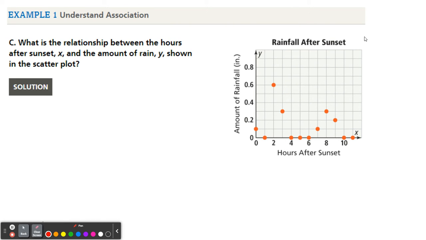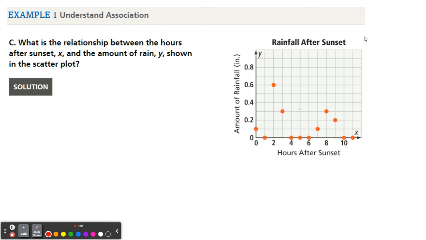All right, last but not least, number C. What is the relationship between the hours after sunset x and the amount of rain y shown in the scatter plot? Well, if you look here, this looks like some random dots. Think about this: if rain happens all day long, it could happen, it could not happen. It doesn't matter the temperature or the time of day. It could rain during the middle of the day, it could rain in the morning, at night.